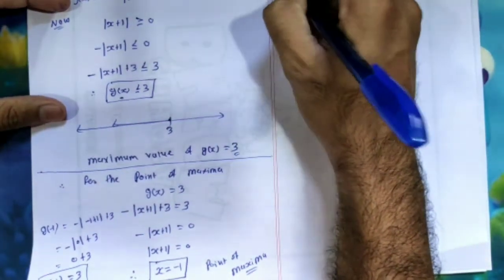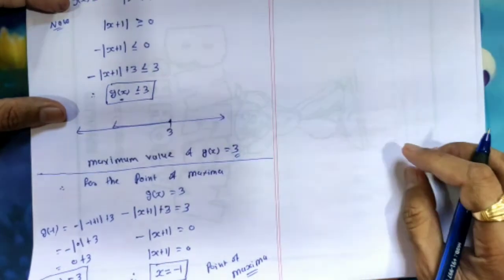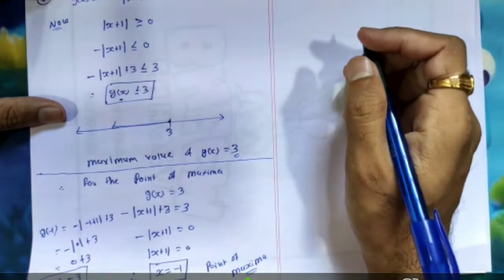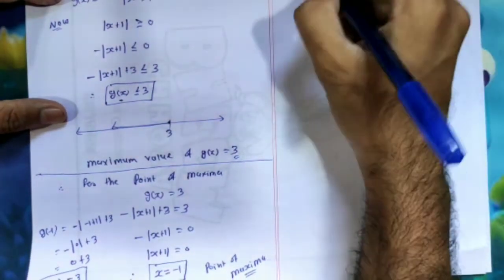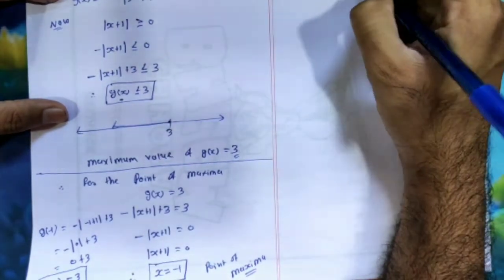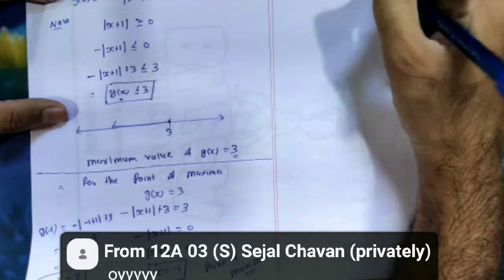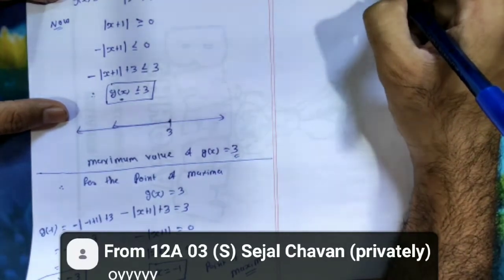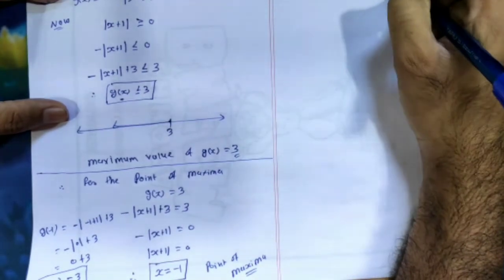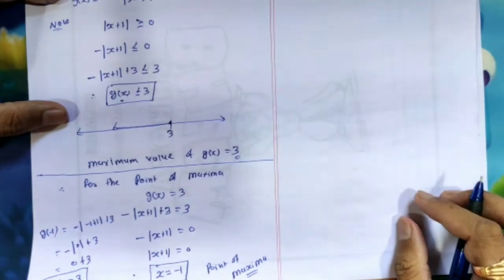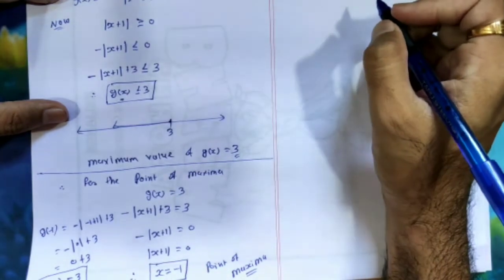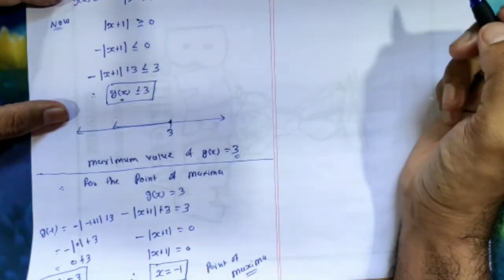Chalo, question number 3. So now we are given the function h of x. Kushal, h of x is given. So our h of x is sin 2x plus 5. Now you have to find the maximum value of this function h of x.